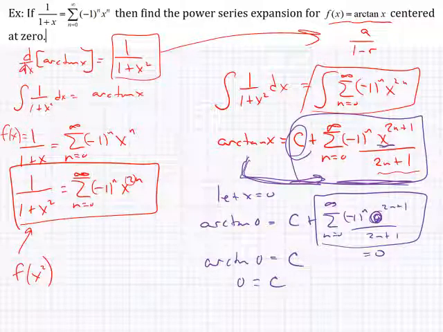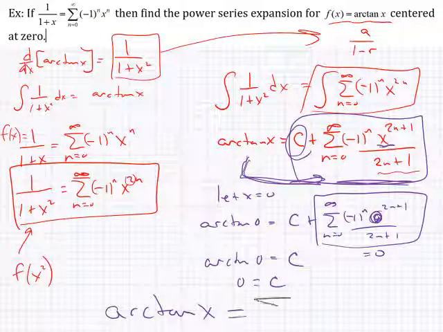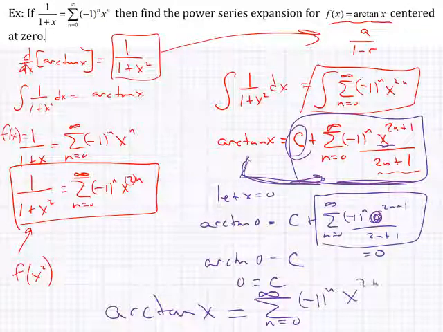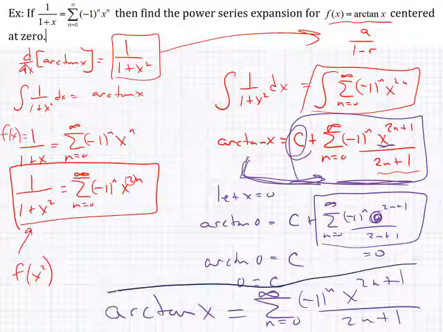It's not always going to happen that way, that c is going to be 0, but in these two examples it did. So finally, arctan of x has the power series n equals 0 to infinity of negative 1 to the n, x to the 2n plus 1 over 2n plus 1. That is the power series for arctan.